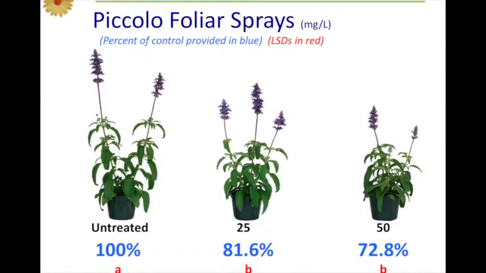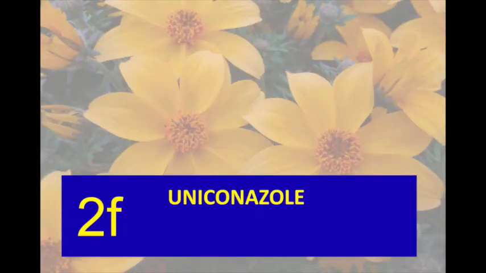You can see as the rate increased, you have smaller plants, more compact, and they look pretty good. Foliar sprays, the same situation here. So you get your growth control, the plants aren't as stretched. So that's what the goal is from using a PGR.